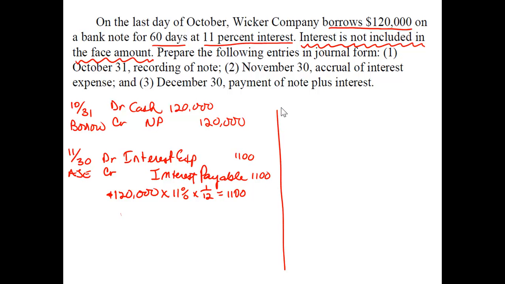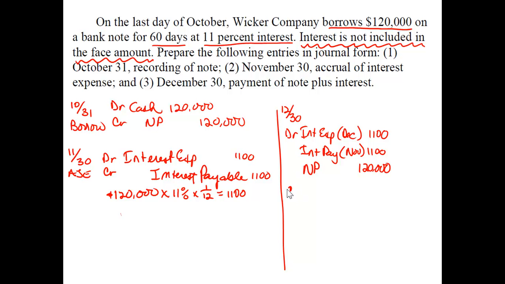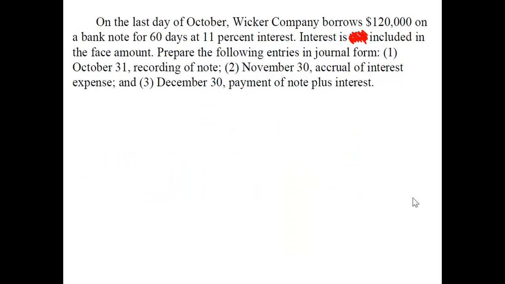When this note comes due on December 30th, which is 60 days after you borrow it, you're going to debit interest expense for December's interest of $1,100, because 30 days have passed since you've accrued it. You're going to debit interest payable to pay the interest from November. Remember that adjusting journal entry for $1,100. You are going to debit note payable, or short-term note payable, for $120,000, which is the principal, and you're going to credit cash, because remember, we're repaying the note plus the interest. So that's $122,200.